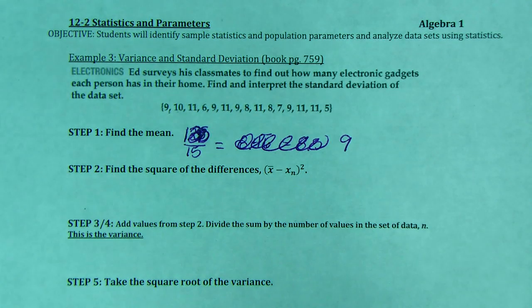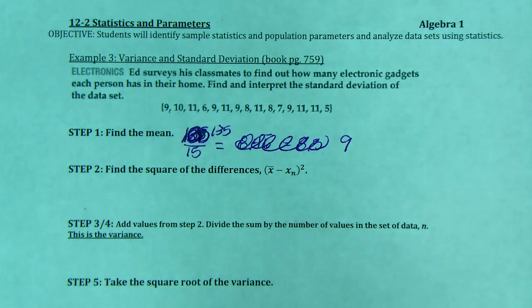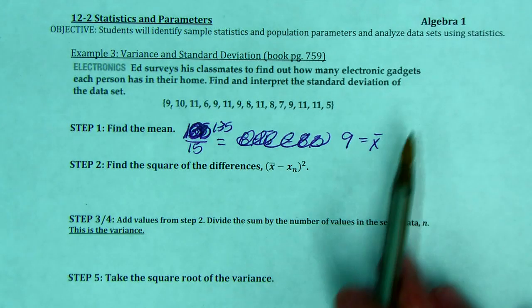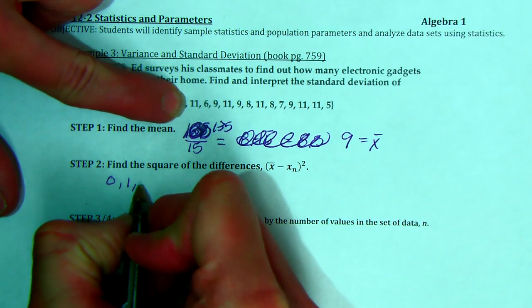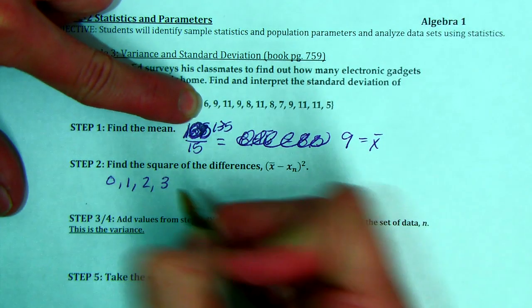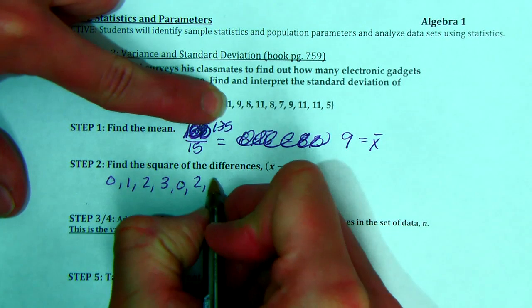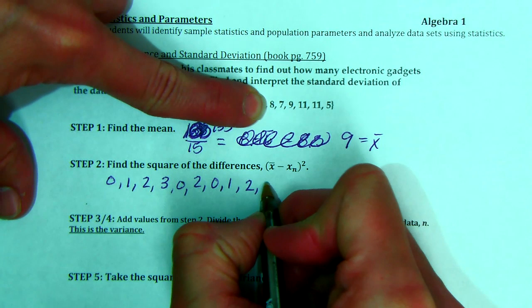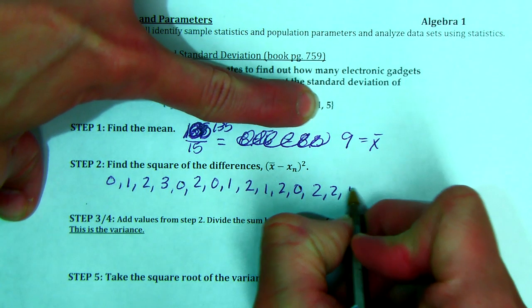Now we're going to find out the difference between each of those and 9. So that first one is going to be 0, 1, 2, 3, because 6 is 3 below. 9 is going to be 0, 2, 0, 1, 2, 1, 2, 0, 2, 2, and that 5, 4. 1, 2, 3, 4, 5, 6, 7, 8, 9, 10, 11, 12, 13, 14, 15, just making sure.